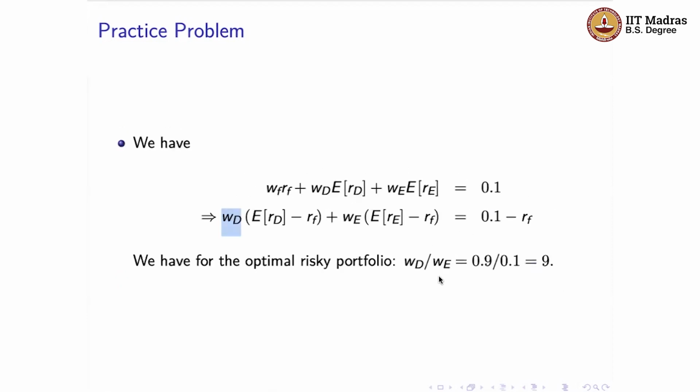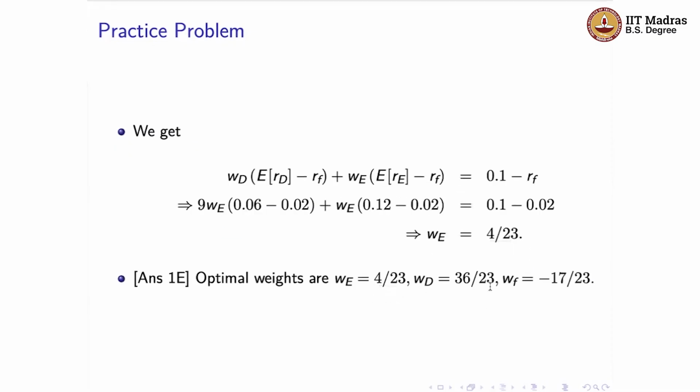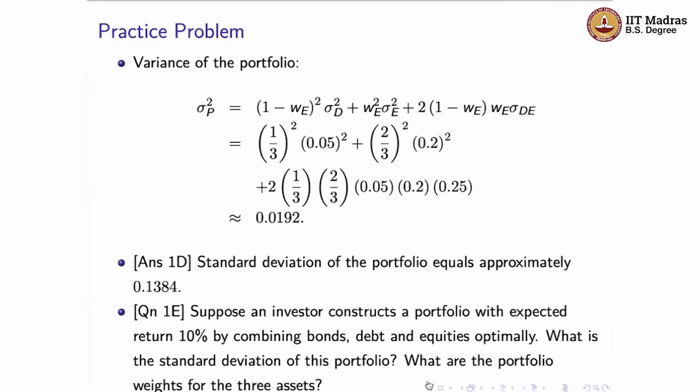Now, once you have WE is equal to 4 by 23, you can also find out what WD is, which is 9 times that. So that's 36 by 23. And finally, all the three weights must add up to 1. So from there, you get that this is 40 by 23. And so therefore, the weight on the risk-free asset must be minus 17 by 23. So that's the answer to, again, what are the portfolio weights?